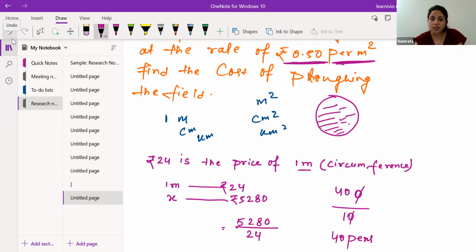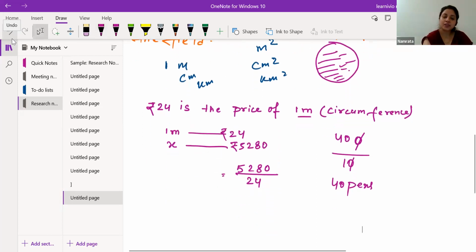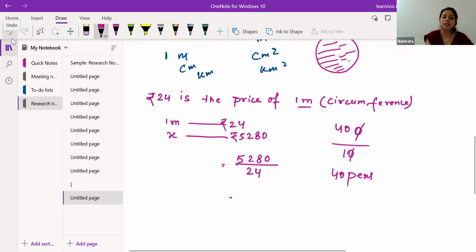Yes, ma'am. Here one thing's cost is given, 24, and the total amount spent is given as 5280. So from here you will get the total number of meters, right? 5280 divided by 24. Are you getting it? Yes, ma'am. So please do the division and tell me what exactly we will get from here. 5280 divided by 24 will be what?